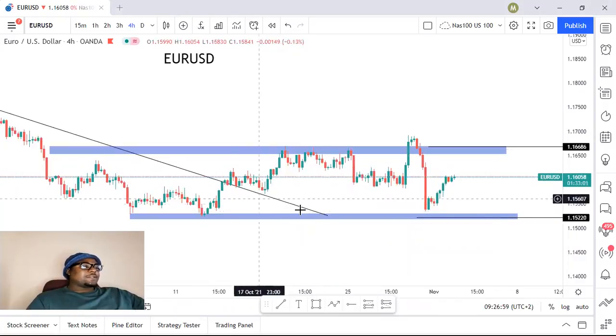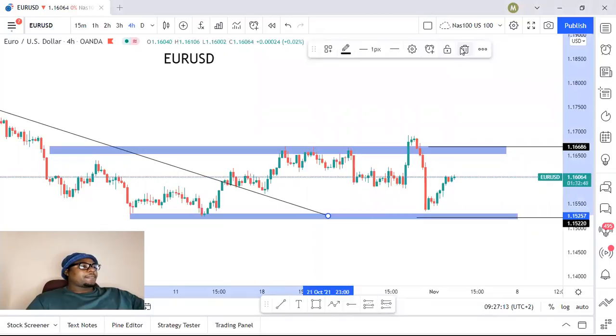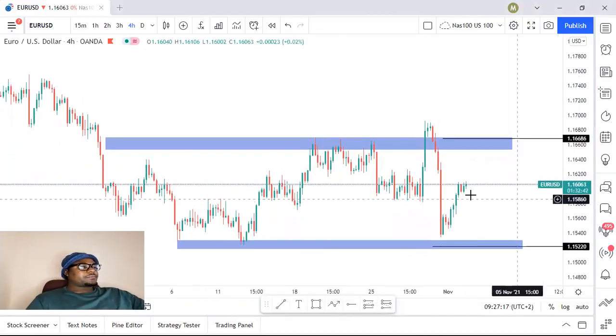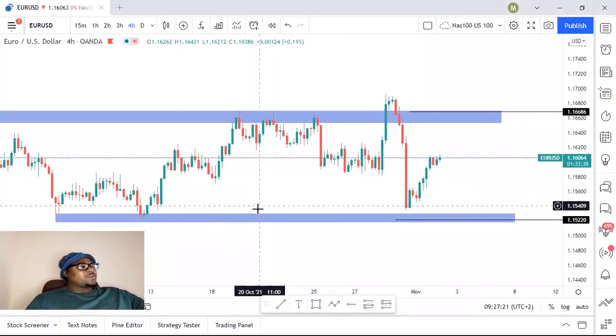Since you see this resistance line, it's no longer that important. It's dated, so it's old. We should remove that now so that our chart can be clean. And now our chart is something like this at the moment. You see that? So what do we see?